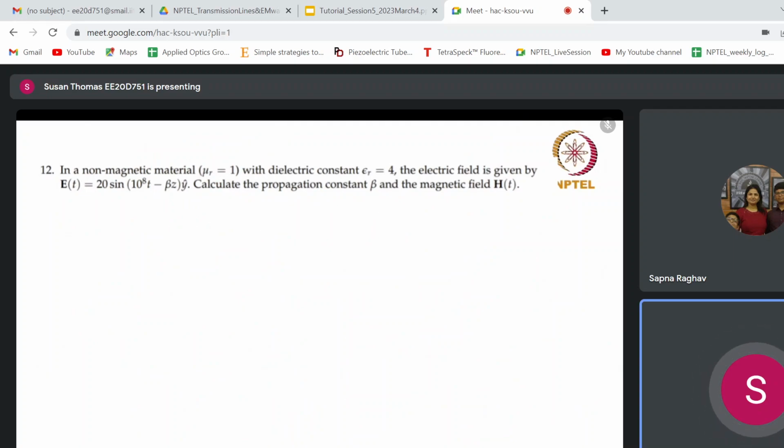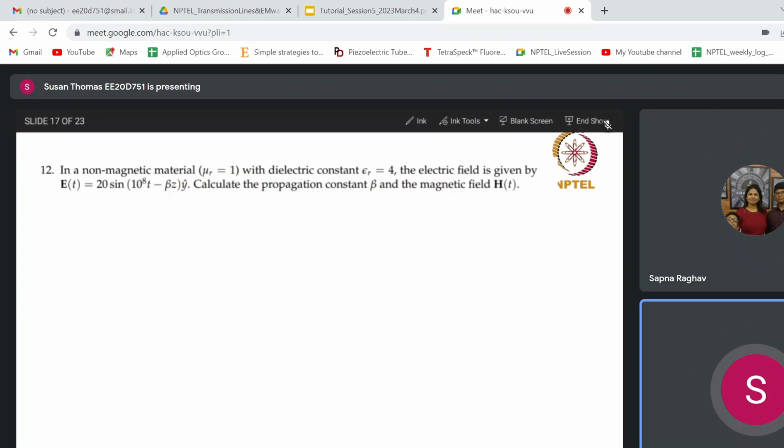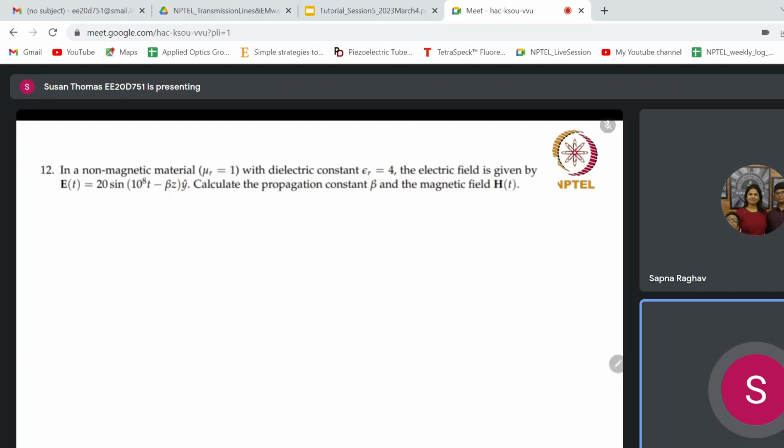Here it's mentioned: in a non-magnetic material with mu r equal to 1, the dielectric constant epsilon r is 4. The electric field is given by E of t equals 20 sine of (10 power 8 t minus beta z) in the y direction. So the electric field has a y component. Calculate the propagation constant beta and the magnetic field H of t. Let's take a close look at this question and try.